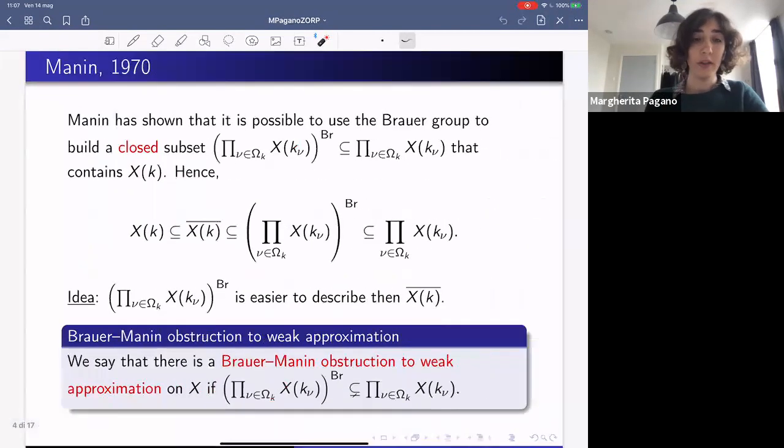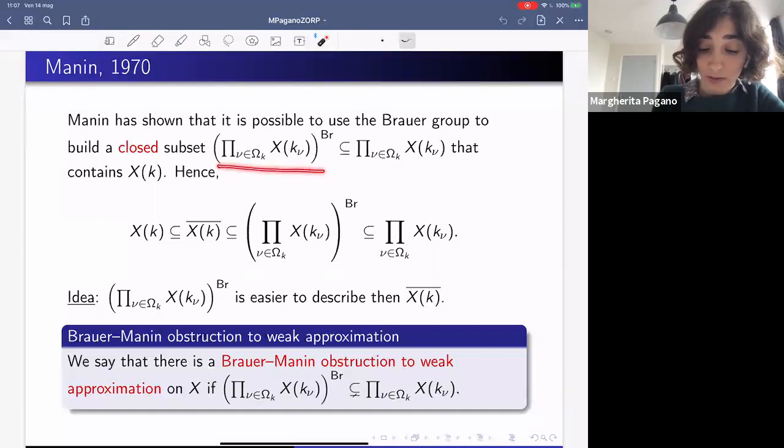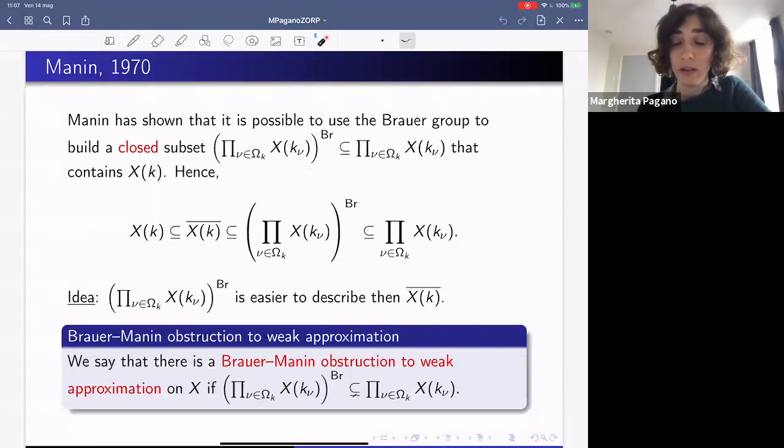Okay, so Manin in 1971 introduced the so-called Brauer-Manin set, which is a set contained in the product over all the places of the K_nu points of X. And the idea of Manin was to use the Brauer group in order to build a set which is intermediate between the closure of the K points on X and the product over all the places of the K_nu points of X.